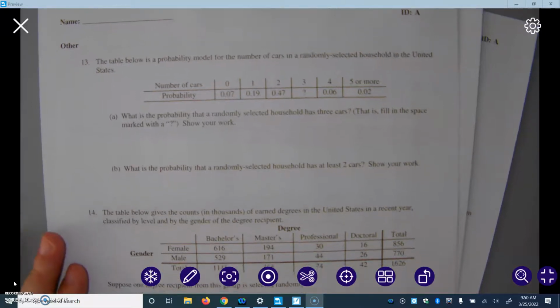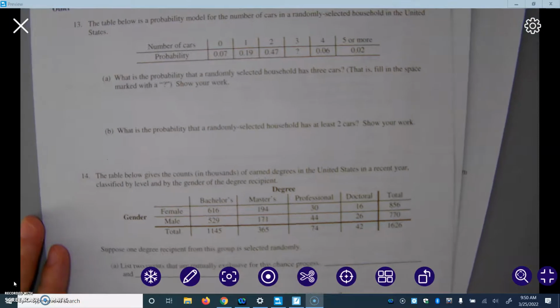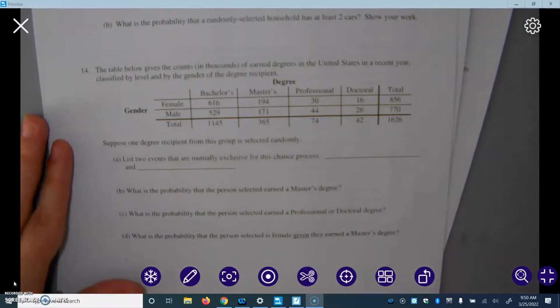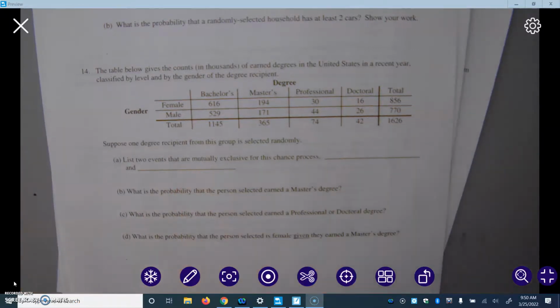Show your work. Number 14, the table below gives the counts in thousands of earned degrees in the United States in a recent year, classified by level and by the gender of the degree recipient. Suppose one degree recipient from this group is selected randomly. A, list 2 events that are mutually exclusive for this chance process. So fill in the blanks.